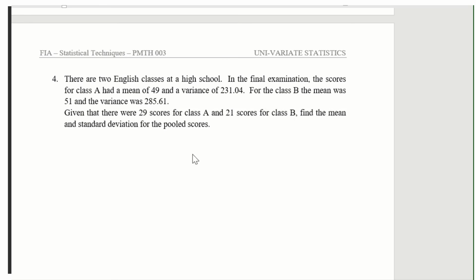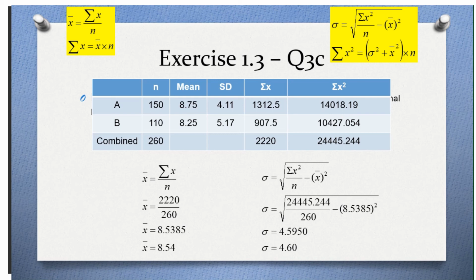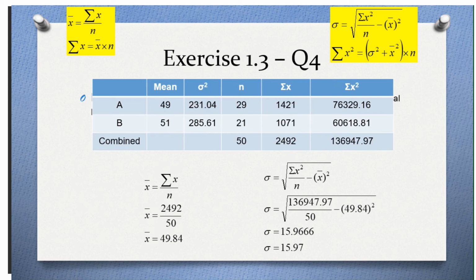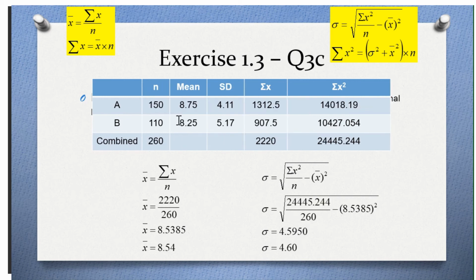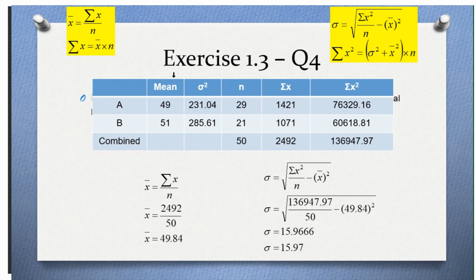When you have a question like this, I know some students say, no, I don't need, I can do my own way. Up to you. But I would always prefer students to put it like this, the way I've been teaching you. You want to put your N first, mean, standard deviation, up to you. Like this is N first, mean, and SD. Like here, it is mean. Because they gave variance, so I left it as variance. You want, you can change it to SD, no problem.